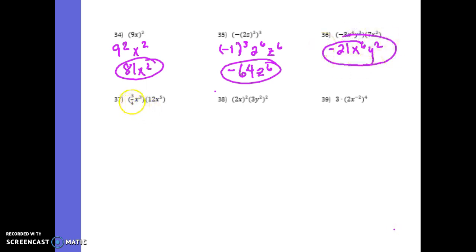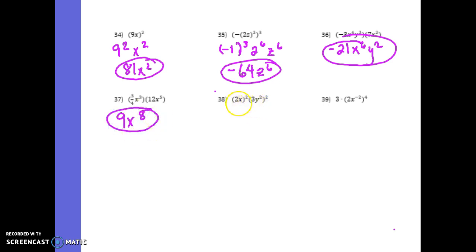Okay. All right, now number 37. We look at the coefficients. We've got 3/4 and we've got 12. So if we multiply, we'd have 36/4. We're going to end up with a 9. And then x to the 3rd times x to the 5th is going to be x to the 8th power because we just add when they have the same base.